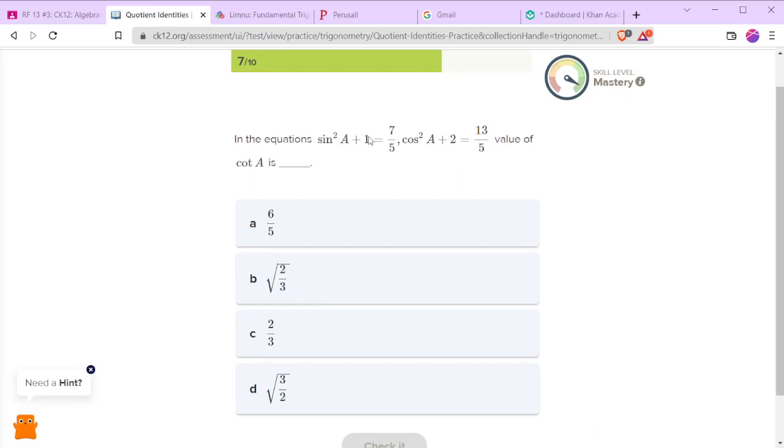So we have sine squared plus 1 is 7 over 5, and cos squared plus 2 is 13 over 5. The value of cotan is, well, if we solve for sine squared, that's going to be 2 over 5. If we solve for cosine squared, sorry, that's 3 over 5. So sine squared over cos squared is 2/5 over 3/5. So sine over cos is the square root of 2 over 3.